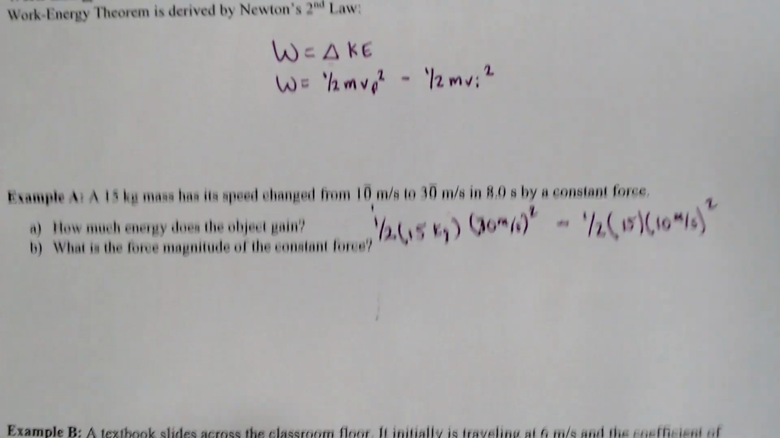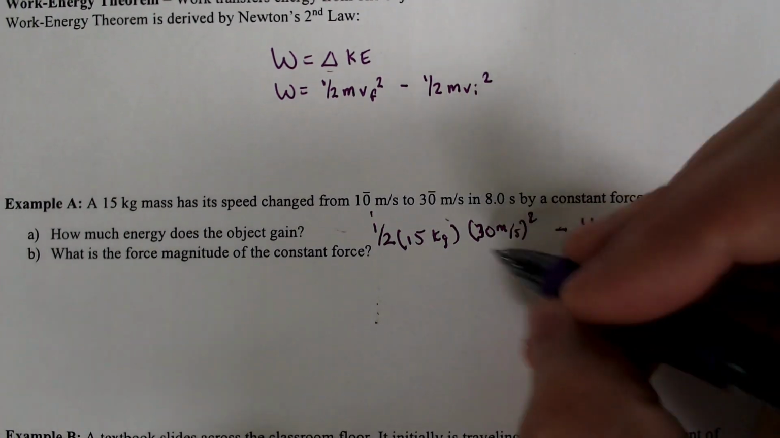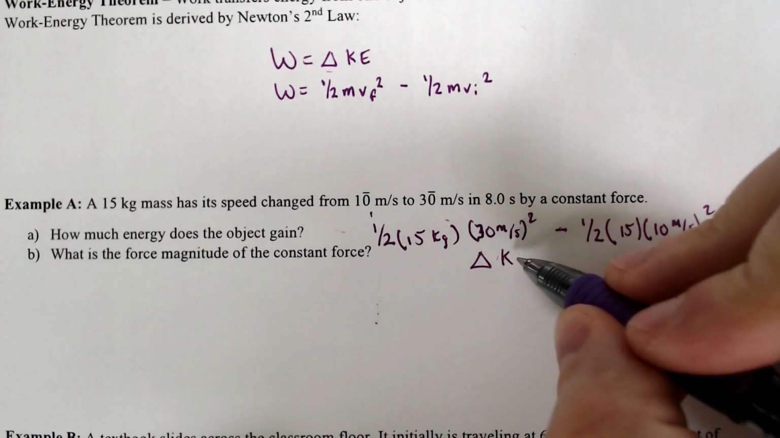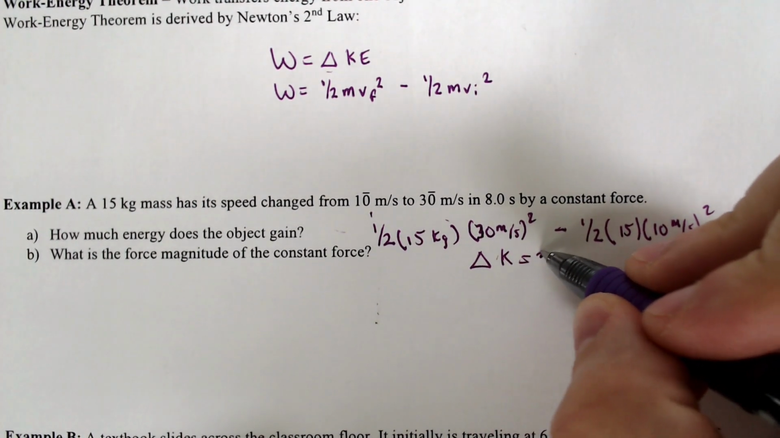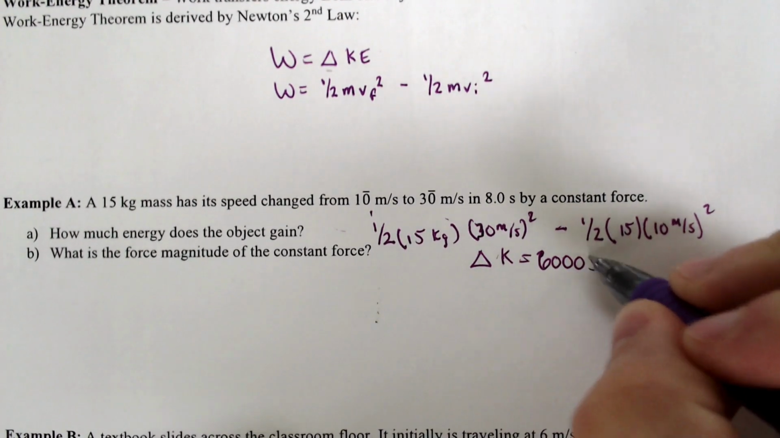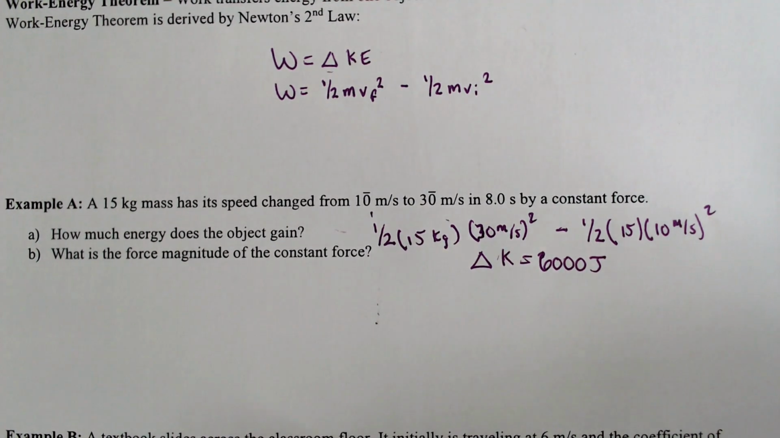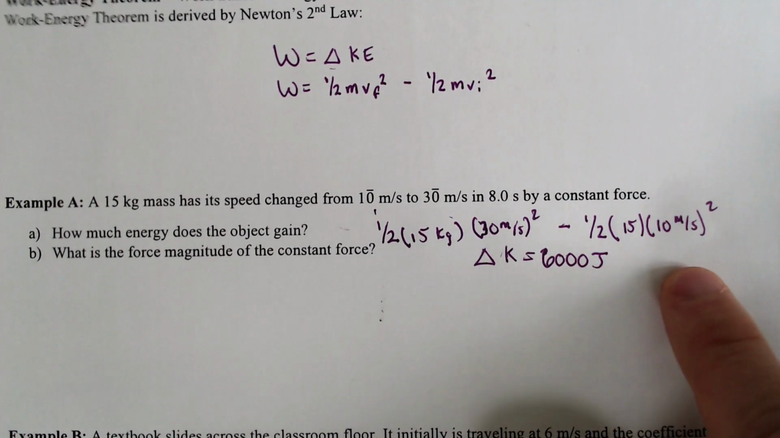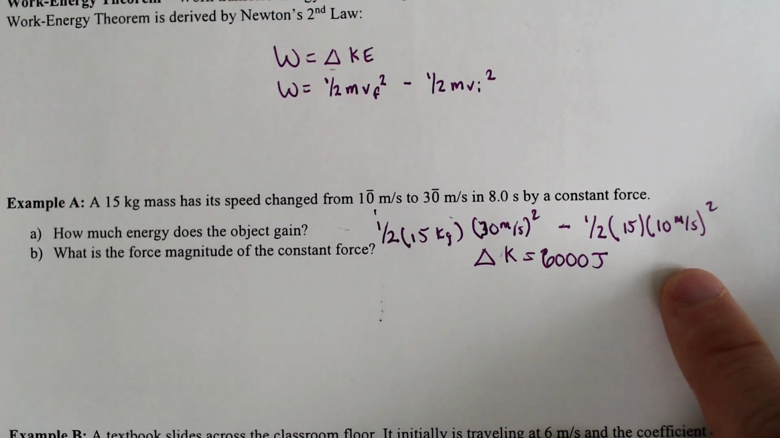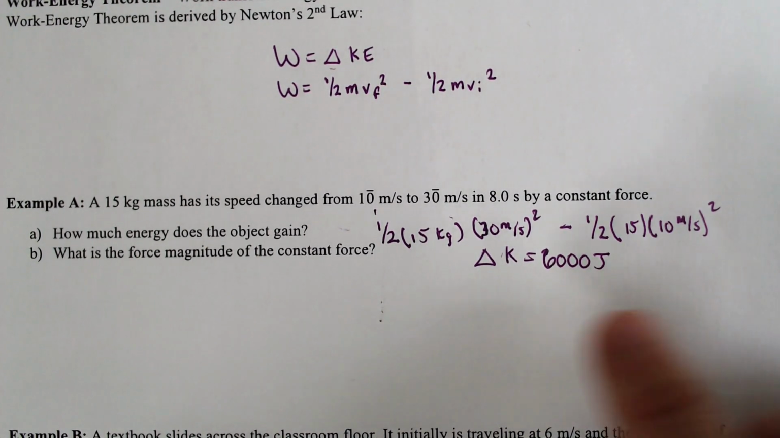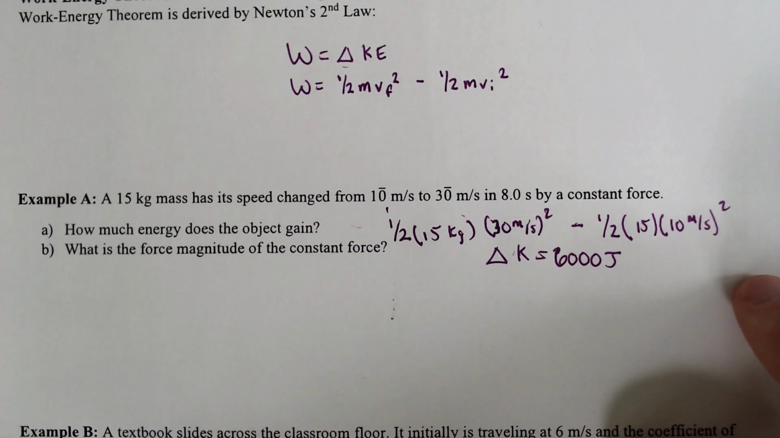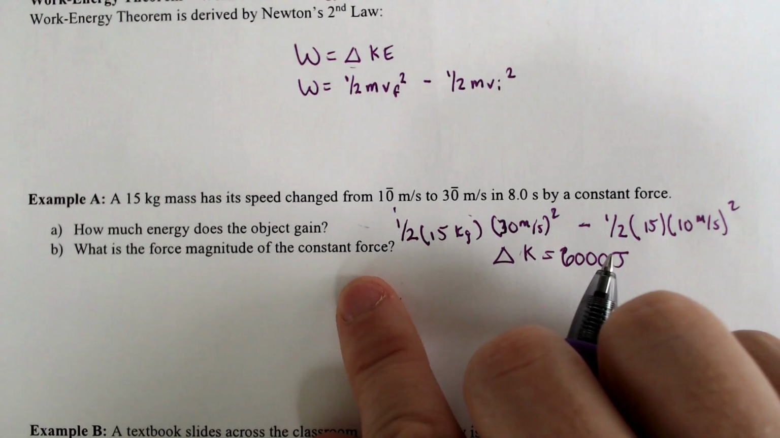And if you do that math, you would end up with a change in kinetic energy of 6,000 joules. Okay? So that tells us that we have gained 6,000. If you flip-flop it, by the way, you would actually have lost 6,000. So make sure you're doing it in the right order, because if you're going faster, you're gaining in energy, not losing in energy.